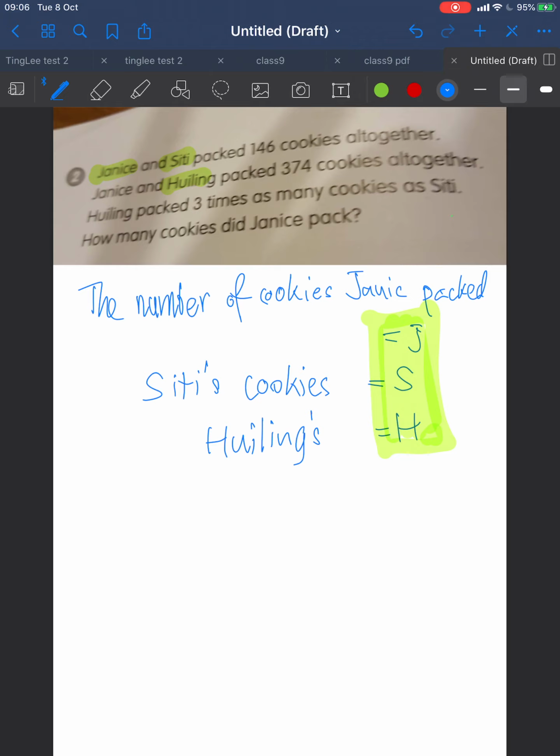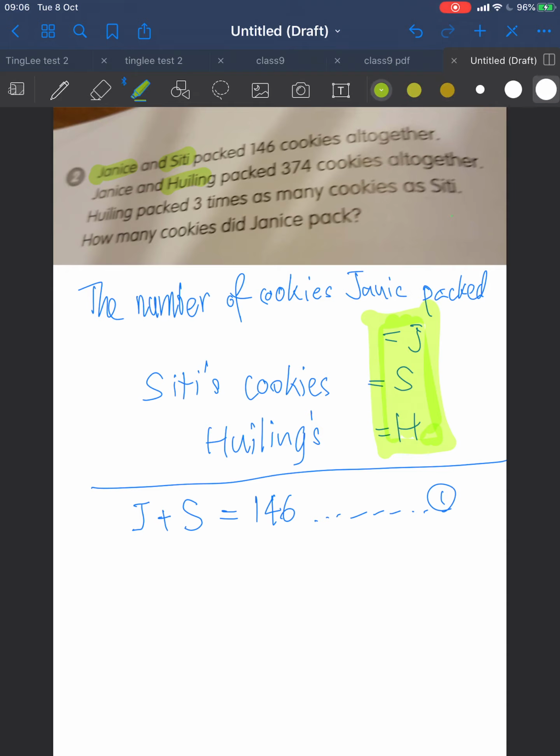First, Janice and City, the two of them together, packed 146 cookies. To transcribe this statement into an equation in algebra, we simply write J plus S equals 146. Logical? Yes, and we assign this as equation number 1. For number 2, we have Janice and Huiling, 374 cookies. So we have J plus H equals 374. Good. Equation number 2.